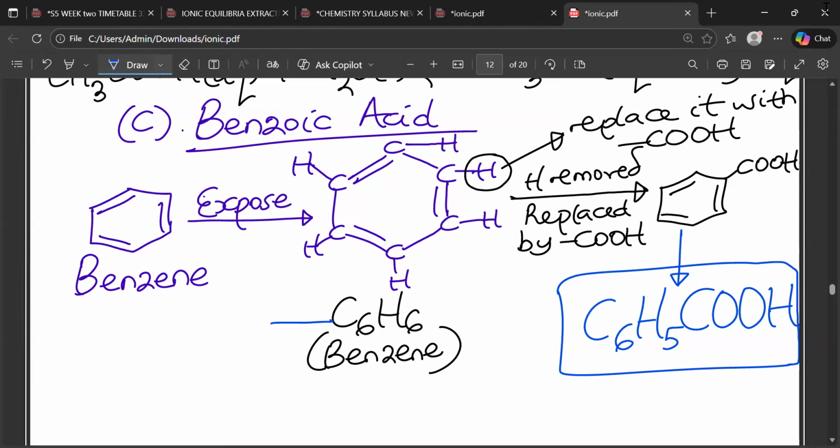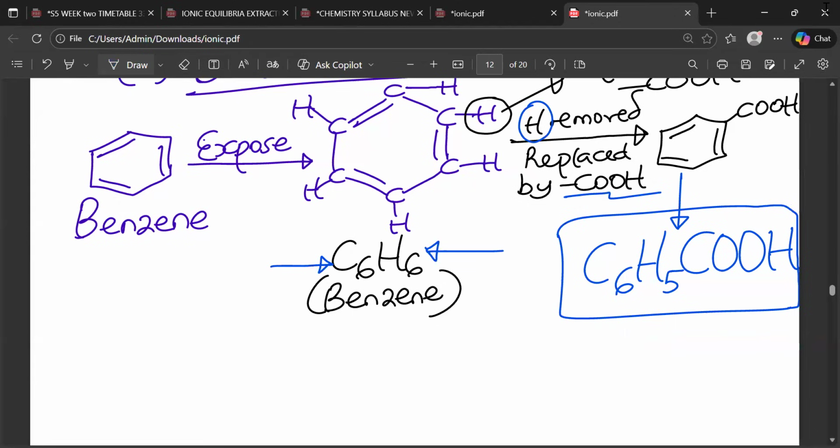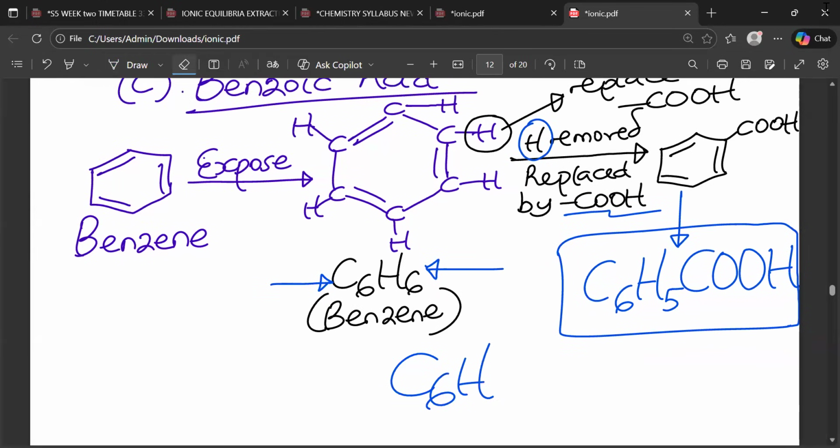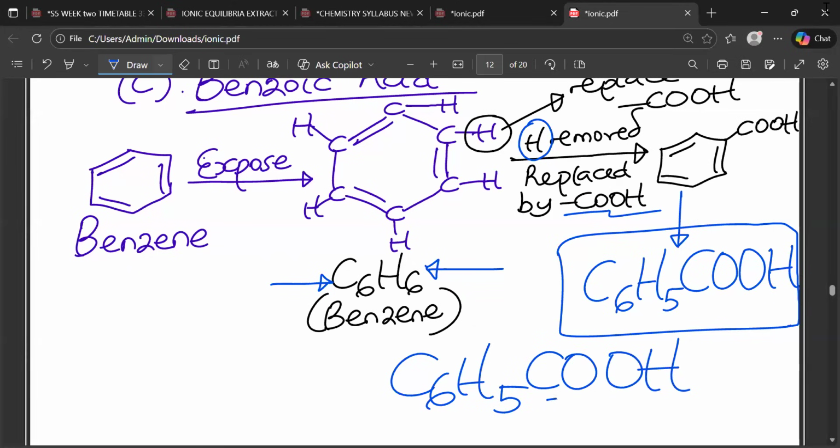Benzene is C6H6, as you can see after exposure. But what if we remove that H and we replace it with this? That benzene has been C6H6, but we are removing one hydrogen and leaving this one as H5. And that one hydrogen we are removing, we are replacing it with the carboxyl group so that we come up with the acid we want.